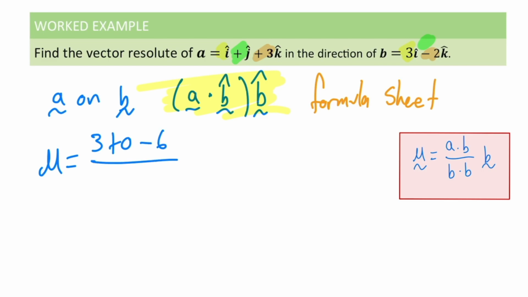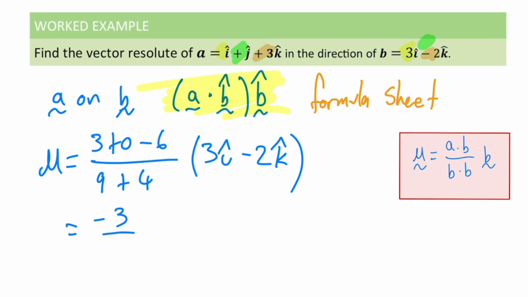All of that is going to be divided by b dot b. So the dot product of b dot b is going to be 3 times 3, which gives 9, plus 2 times 2, which is going to give 4. All of this is going to be multiplied by vector b, that is going to be 3i minus 2k, because that is going to give me my direction of my vector resolute, or my vector projection. So 3 minus 6 is going to give negative 3. 9 plus 4 is going to give 13. So minus 3 over 13 outside of 3i minus 2k.